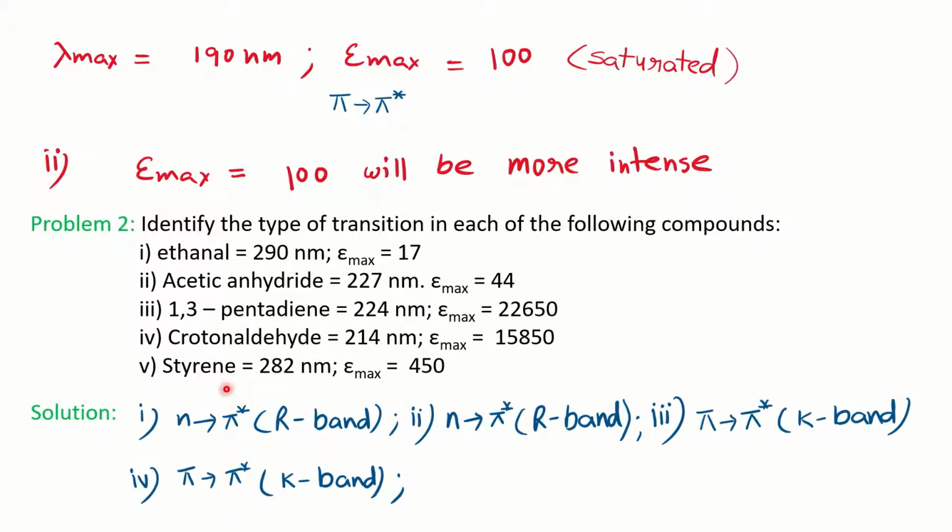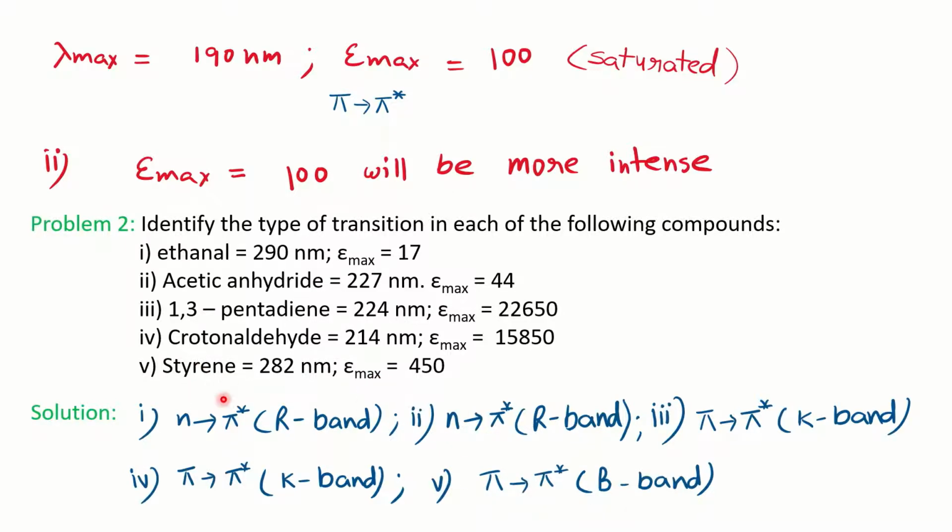Again, it has only pi bonds and sigma bonds. Now you can notice the intensity is weak here, 450. Usually K bands are quite intense, but here it is an aromatic compound, and aromatic compounds have a very characteristic peak called the benzenoid band. So 450 is not for n, because an n heteroatom is not present here. So this is basically the pi to pi star transition, B band.